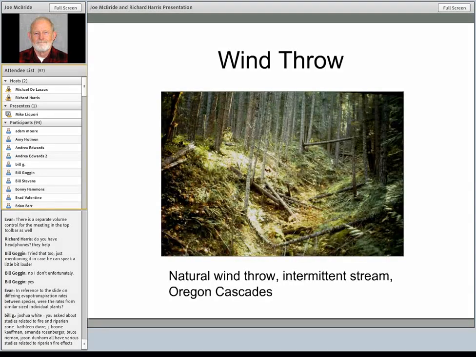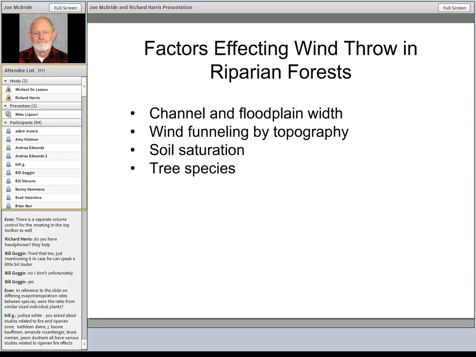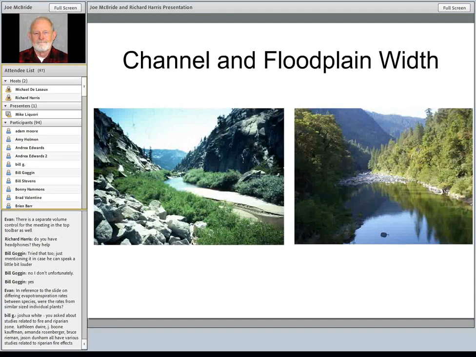The next slide shows wind throw in an intermittent stream in the Oregon Cascades. The next slide illustrates the factors that affect wind throw in riparian forests. These are channel and floodplain width, the topography, soil saturation, and tree species. The next slide just contrasts a couple of channels. The one on your left would be prone to much higher wind velocities because the topography is not necessarily restricting wind through this area compared to the one on the right, which is a much narrower channel.